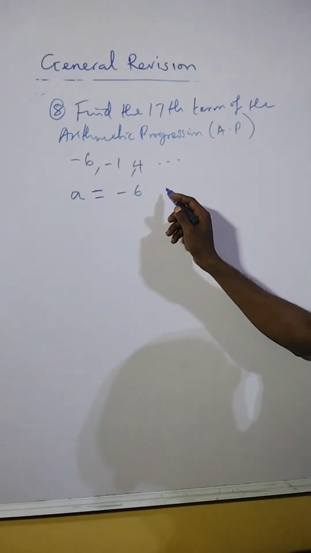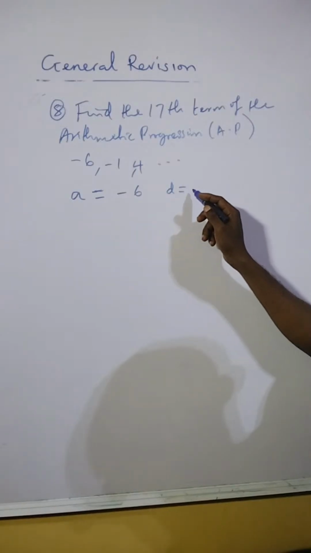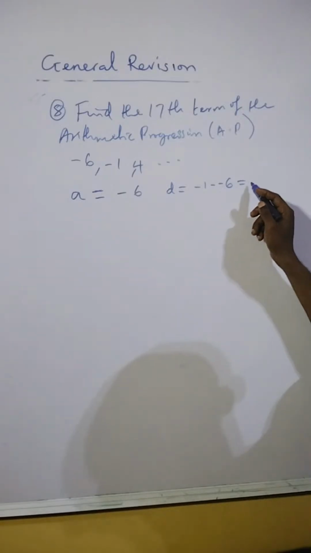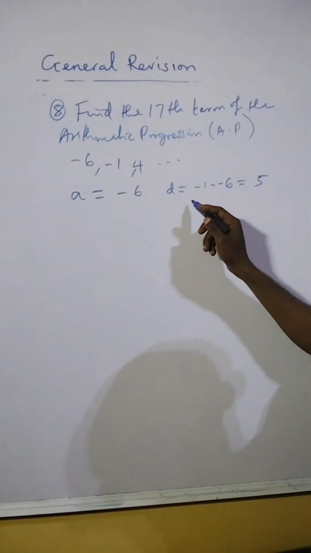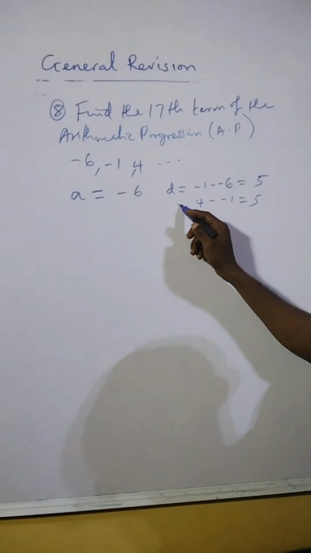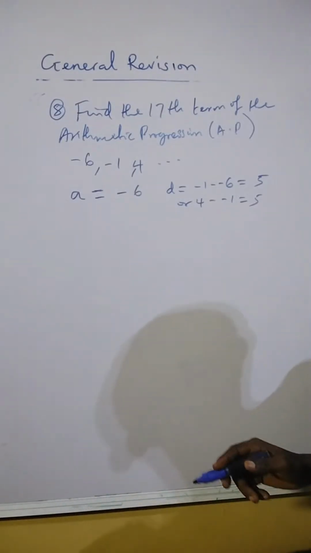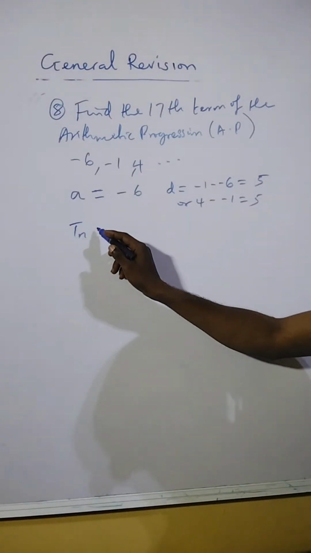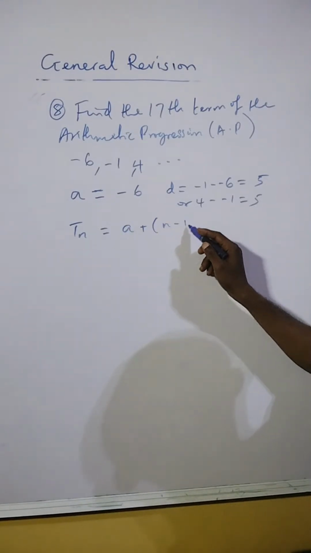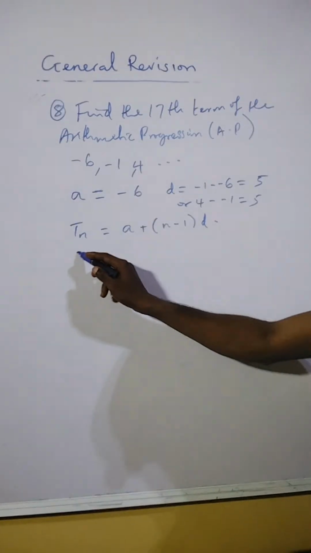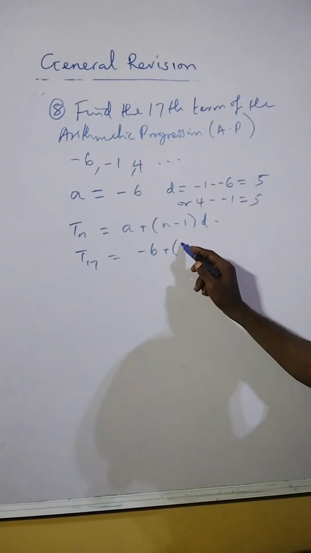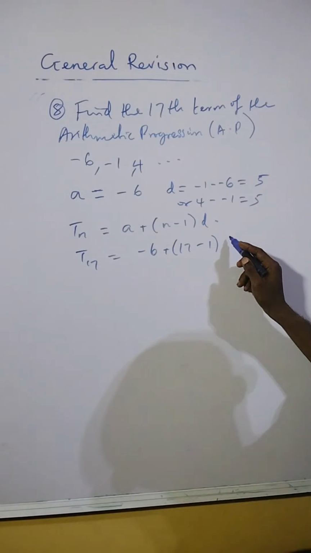minus 6. And since it is an AP, we have common difference D is minus 1 minus minus 6, which is minus 1 plus 6, which is 5, or 4 minus minus 1, which is still 5. So this is the common difference. Common difference is 5. So the nth term of an AP is given as Tn equals A plus n minus 1 D. So T17 now, which is the 17th term, equals minus 6 plus 17 minus 1 times 5.